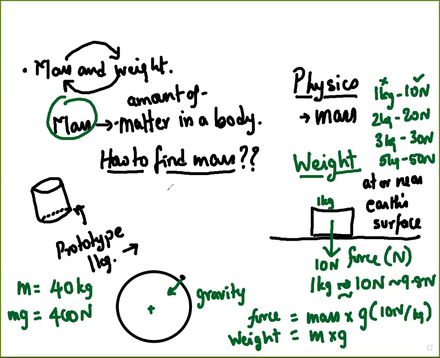So how to find mass? Well, that's an interesting question. The way I defined it, mass is the amount of matter that is there in the body. So the only way is to count the amount of matter that is there in it, and that's an impossible task. So in general, we use weight to find out the mass. If you are near the surface of Earth, we can make you stand on a weighing scale.